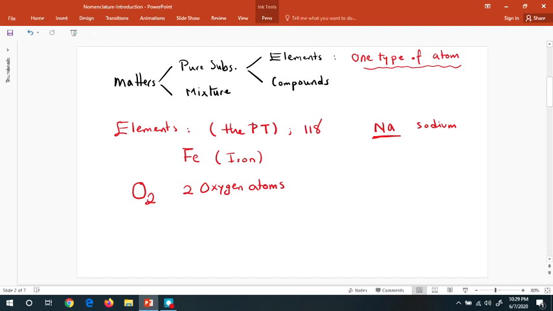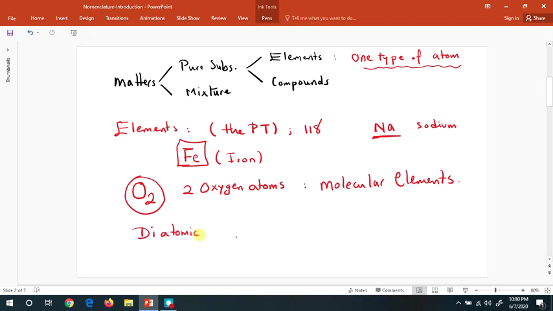So this is an element. But the difference between this element and the element I wrote here earlier is based on the number of atoms. When we have more than one atom, we call that molecular elements. So when we say molecular elements, we are talking about more than one atom, but all of them are of one type. In chemistry, we have 7 diatomic molecular elements.